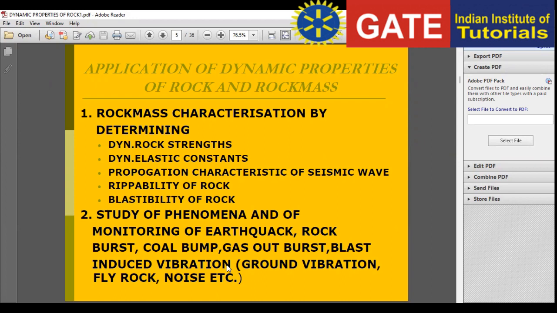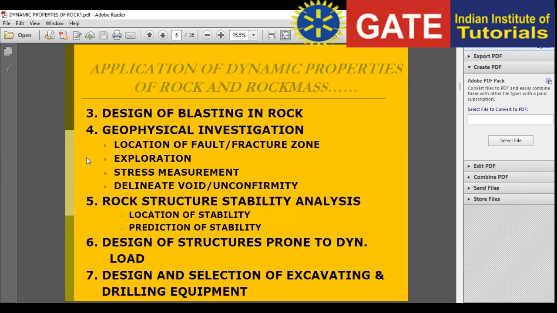So basically these dynamic properties are used for a study of the phenomena and monitoring of earthquake. Then the rock mass characterization is based on the dynamic rock strength, then elastic constants, then propagation characteristic of the seismic wave, meaning whether it is the body wave or the surface wave, and the rippability or blastability of the rock. Then design of blasting in the rock. This dynamic property also affects the design of the blasting in the rock.